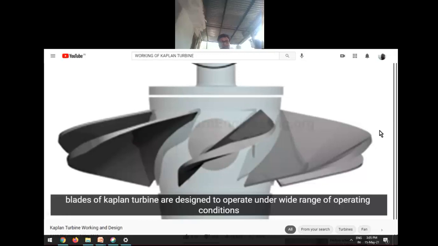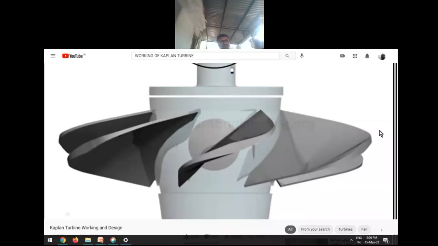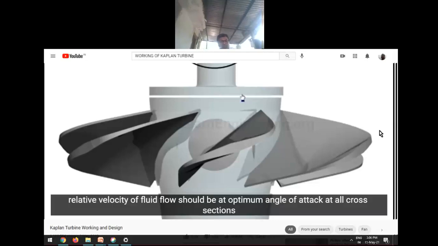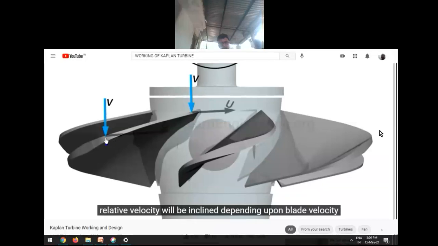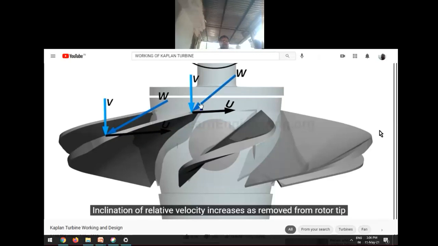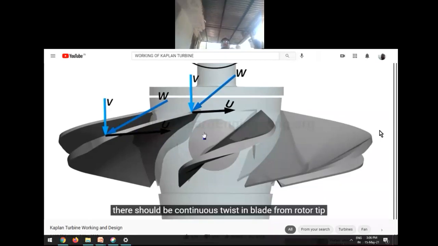Blades of a Kaplan turbine are designed to operate under a wide range of operating conditions. A rotating blade experiences a relative velocity of flow. The fundamental thing in blade design is that the relative velocity of fluid flow should be at an optimum angle of attack at all cross sections. Even though the absolute velocity is axial, the relative velocity will be inclined depending upon blade velocity. The inclination of relative velocity increases as we move from root to tip due to increasing blade velocity. There should be a continuous twist in the blade from root to tip so that at every cross section the angle of attack is optimum.